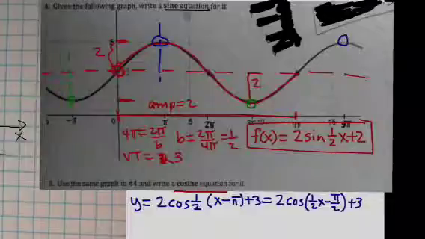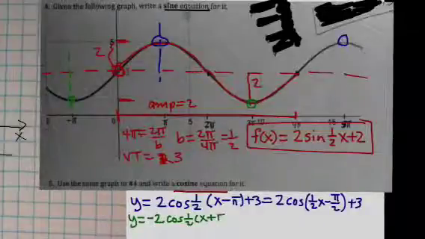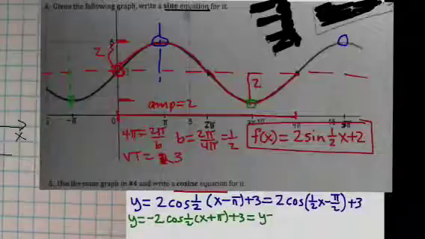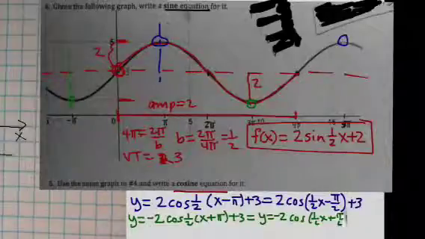So you could write your equation y equals negative 2 cosine 1/2 x plus pi plus 3. Why plus pi? Because we're moving to the left. Okay? And same thing as the equation right above, if you want to distribute the 1/2, it should be y equals negative 2 cosine 1/2 x plus pi over 2 plus 3. And there you have it. Talk to you guys later.